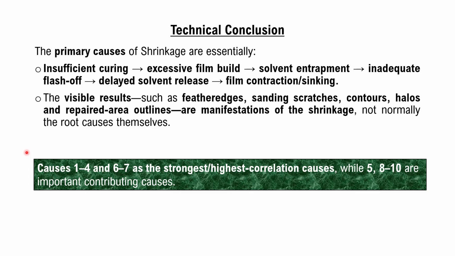In the previous table of causes and countermeasures, causes number 1 to 4 and 6 to 7 are the strongest and have the highest correlation, while 5 and 8 to 10 are important contributing causes.